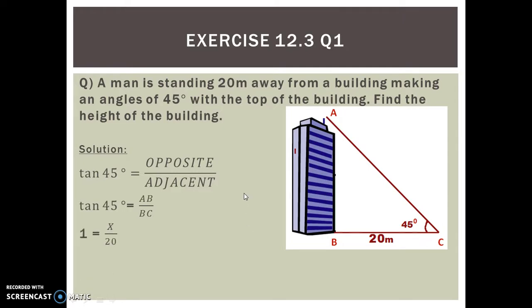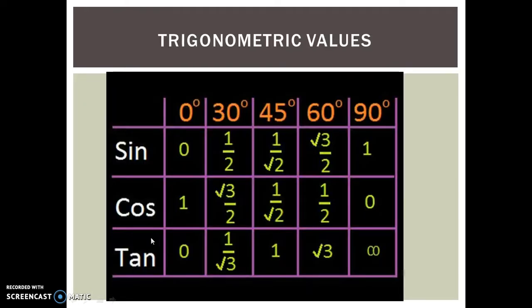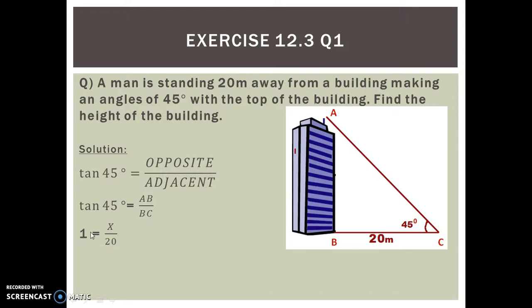Then we are putting in the values. Tan of 45, when you look at the previous table, you will see that tan of 45 is equal to 1. Let us have a look at the table again. Tan of 45 degrees is equal to 1. So the value of tan 45 is equal to 1. Since we don't know side AB, we have to find AB, so we have written it as x, and BC is equal to 20 meters, so I have written it as 20.